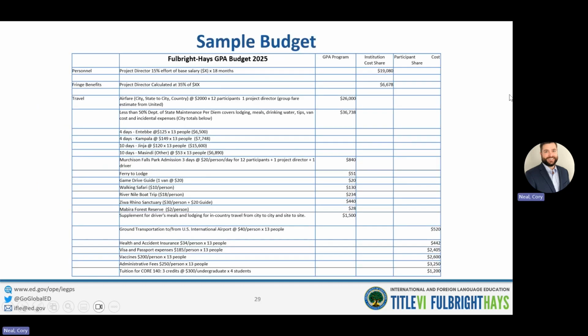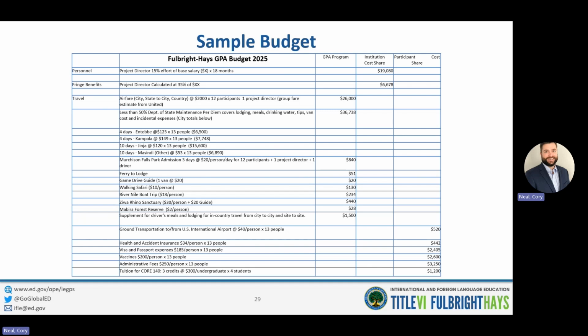Here's a sample budget sheet. I like to use this sample because it has this sort of 3-column approach. So you can see clearly which line items will be covered by GPA funds, institutional cost share, or participant cost share. Makes it very easy for the readers and myself to see exactly where money is being allotted, and where it's being allotted from as well.